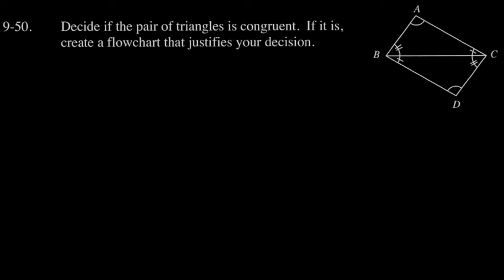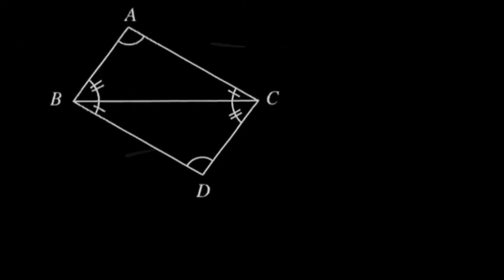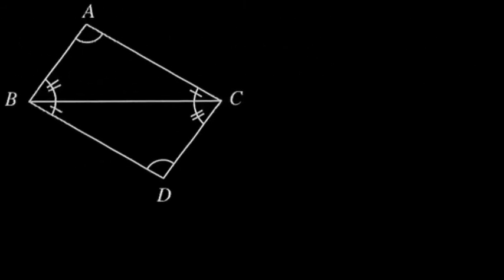Decide if the pair of triangles is congruent. If it is, create a flowchart that justifies your decision. So we can see this diagram, and let's remind ourselves of our triangle congruence conditions.